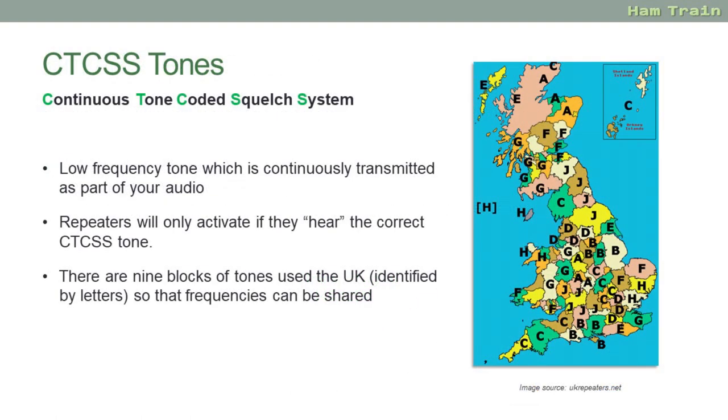Repeaters use tones called CTCSS, standing for Continuous Tone Coded Squelch System. This is a very low frequency tone that's transmitted underneath your audio. When you transmit to a repeater, the repeater will be listening for the correct tone. The CTCSS tone does two things. Firstly, it stops signals coming into the repeater unless the radio has been correctly programmed with the right tone, and also allows repeaters to share frequencies.